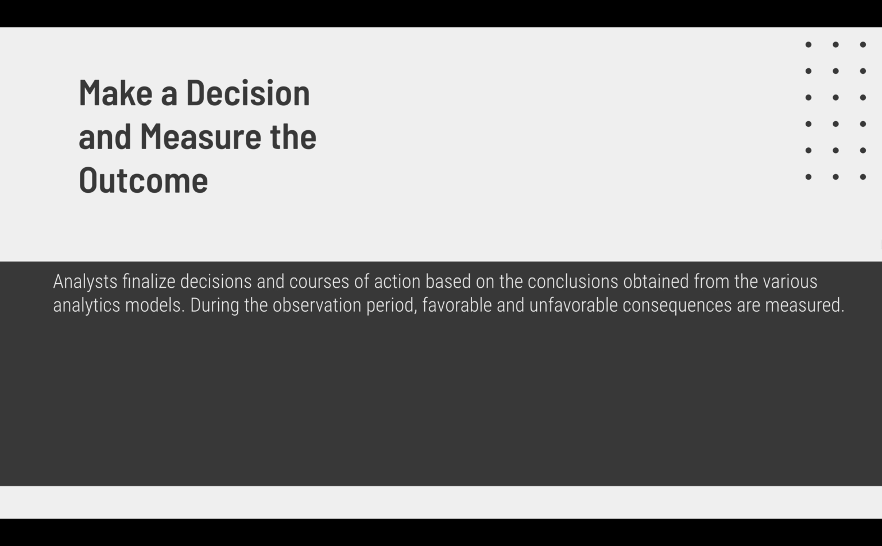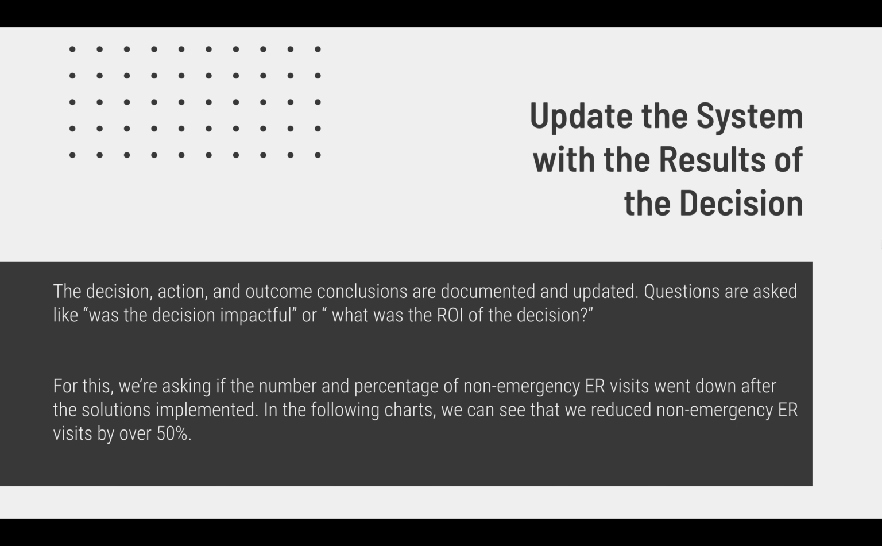Now we have making a decision and measuring the outcome. Analysts finalize decisions and courses of action based on conclusions obtained from various analytics models. During the observation period, favorable and unfavorable consequences are measured. Update the system with the results of the decision. The decision, action, and outcome conclusions are documented and updated.